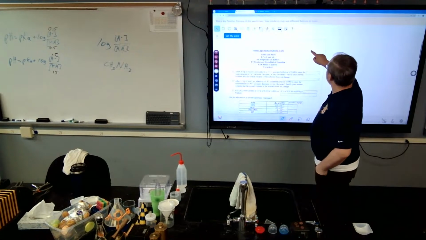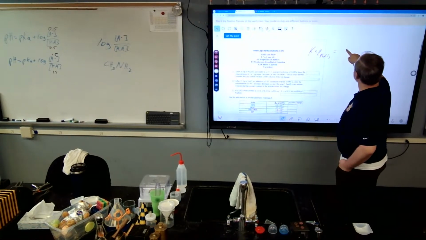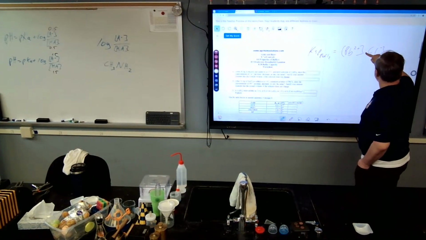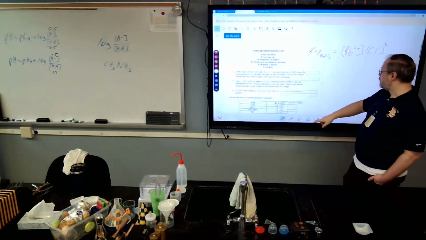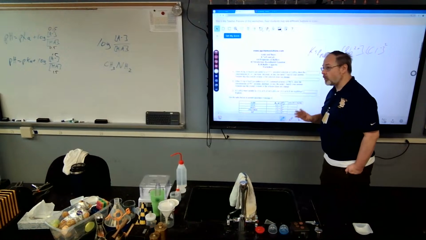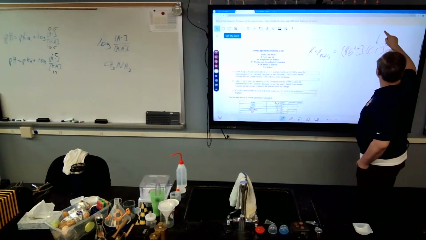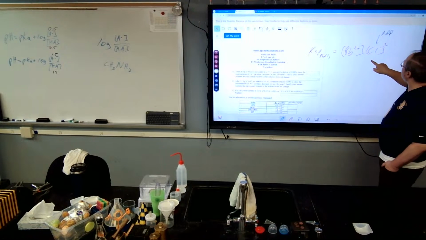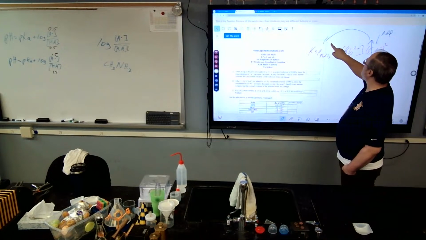Remember, you have a Ksp, in this case of PbCl2, and that Ksp is equal to the Pb2+ concentration times the Cl- concentration, that quantity squared. It's saturated, so that's some number. Then you add some sodium chloride. What do we call it when we add a single ion that matches something in equilibrium? Common ion. The stress to the system is an increased concentration of chloride, which forces the equilibrium over the equal sign.